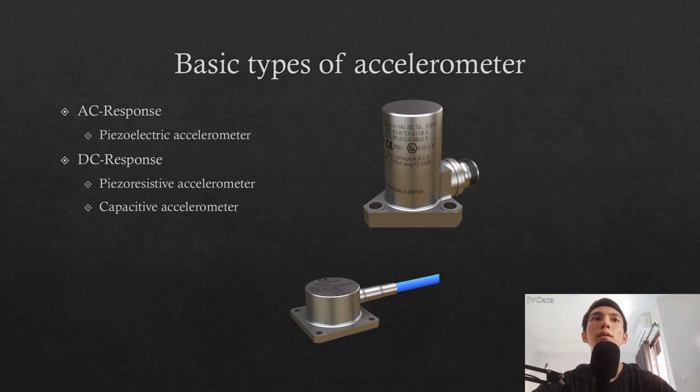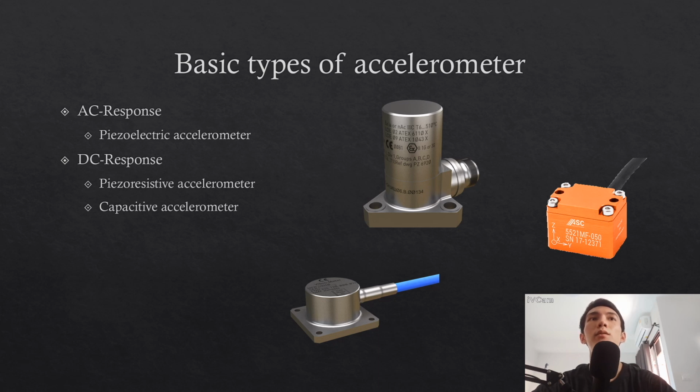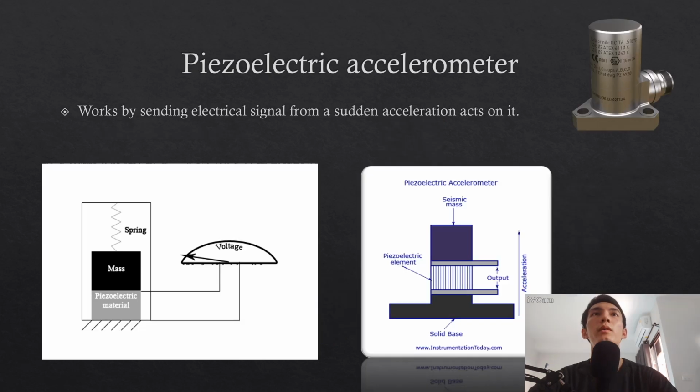The last one is the capacitive accelerometer, which is also considered a DC response. A piezoelectric accelerometer works by sending an electrical signal when a sudden acceleration acts on it. It uses the piezoelectric effect, which releases electrical voltage or charge when force is applied.